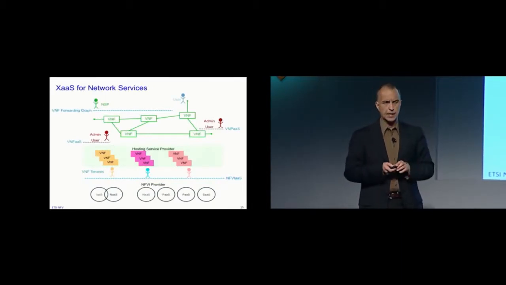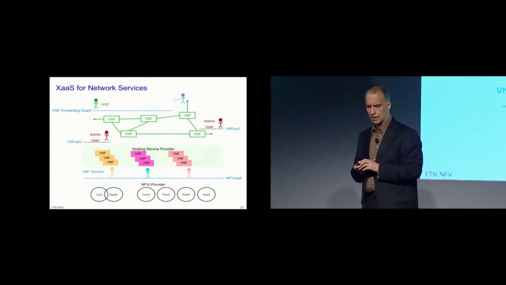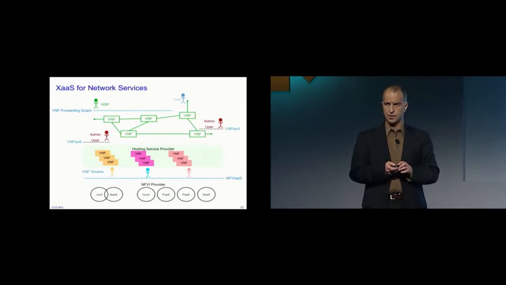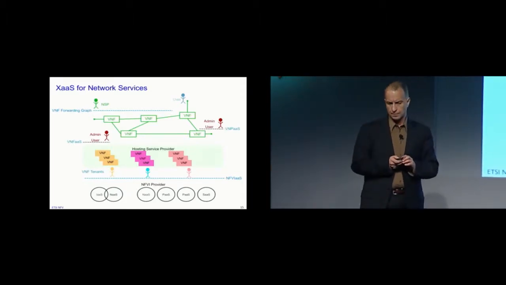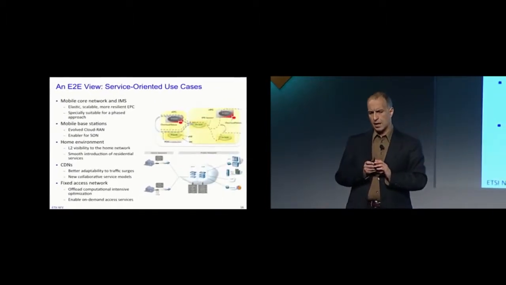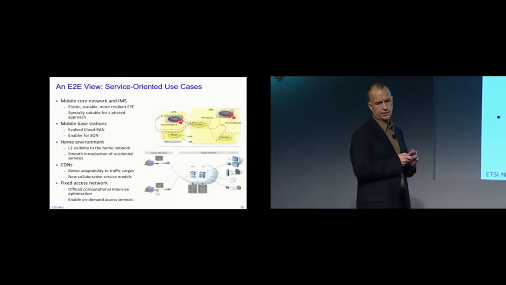This is, again, another example of how you can achieve multi-tenancy in an NFV environment, in an NFV network. Again, different platforms at the bottom, as you see, with respect to the network service offerings.